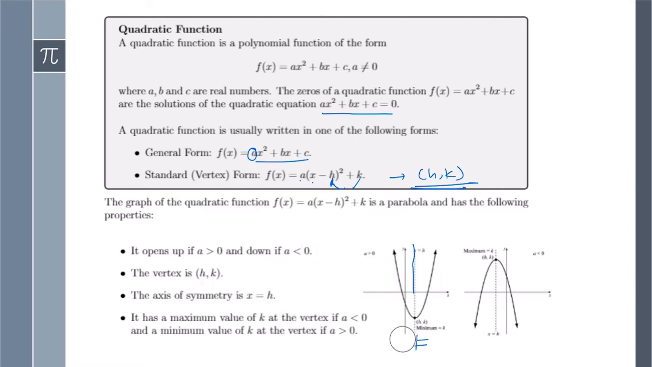The equation of that line is x equals h, the x coordinate of the vertex. And also a quadratic function will have a maximum or minimum. If the graph is opening up, we have this lowest point here, and in this case we have the minimum. If the graph is opening down, we have this highest point on the graph, which is the maximum. In this case we have no minimum because this goes to negative infinity. And when opening up, we don't have a maximum because this goes to infinity. So we have either a min or a max depending on whether a is positive or negative.